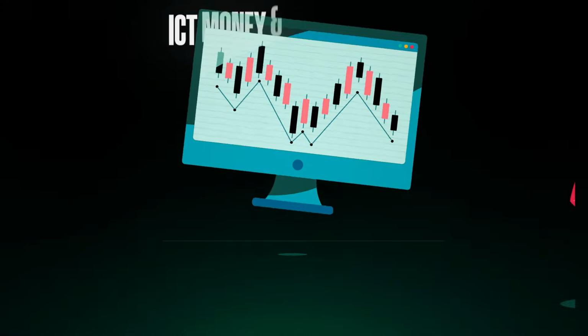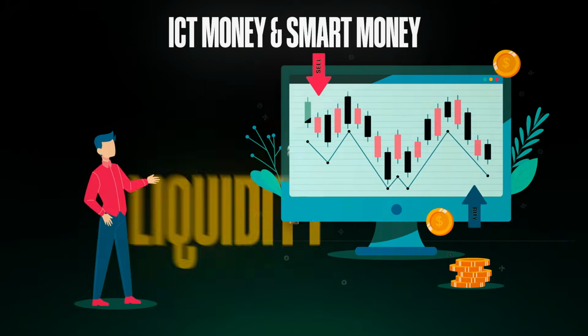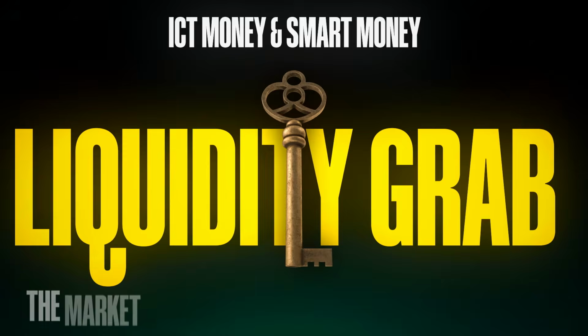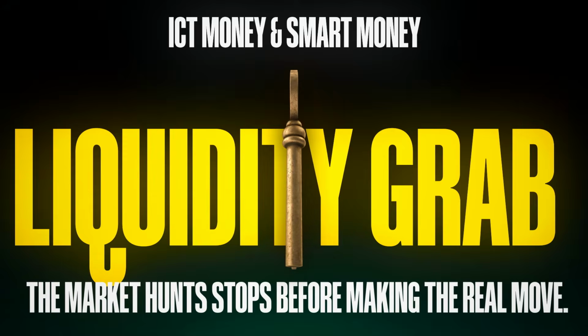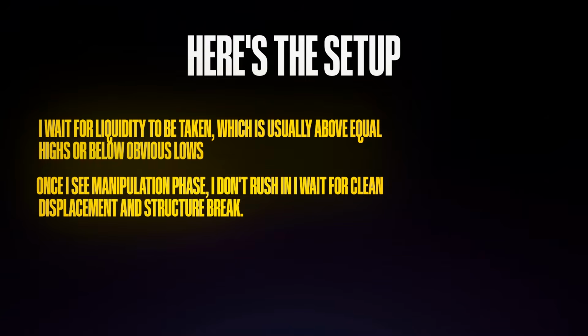It's one of the biggest frustrations in trading. What I learned through ICT concepts and smart money behavior is that liquidity grabs are key. The market hunts stops before making the real move. Here's the setup. I wait for liquidity to be taken, which is usually above equal highs or below obvious lows. Once I see the manipulation phase, I don't rush in.